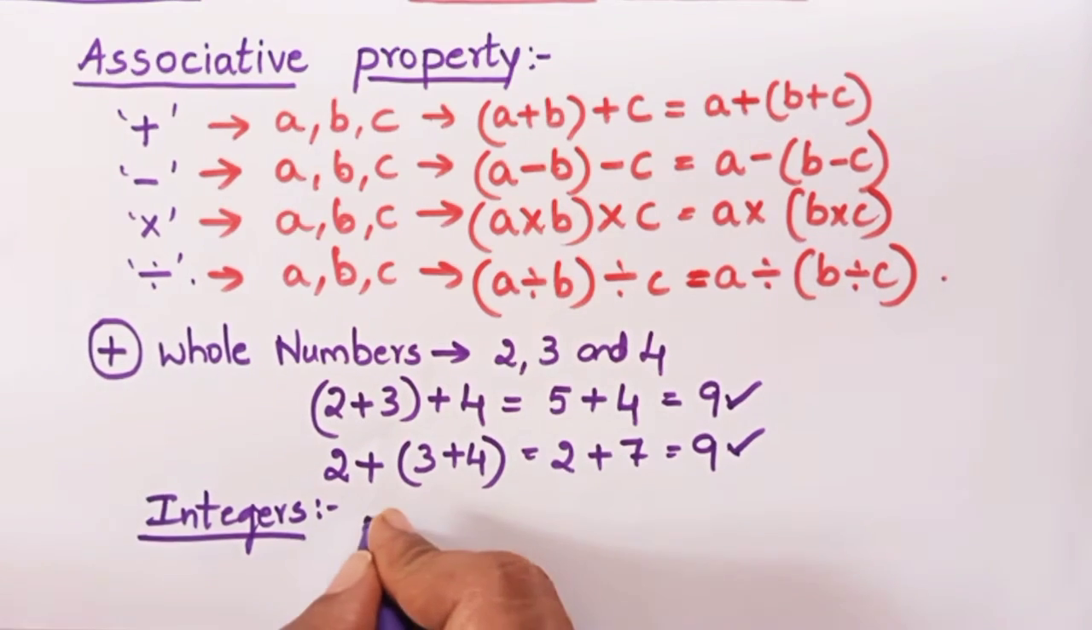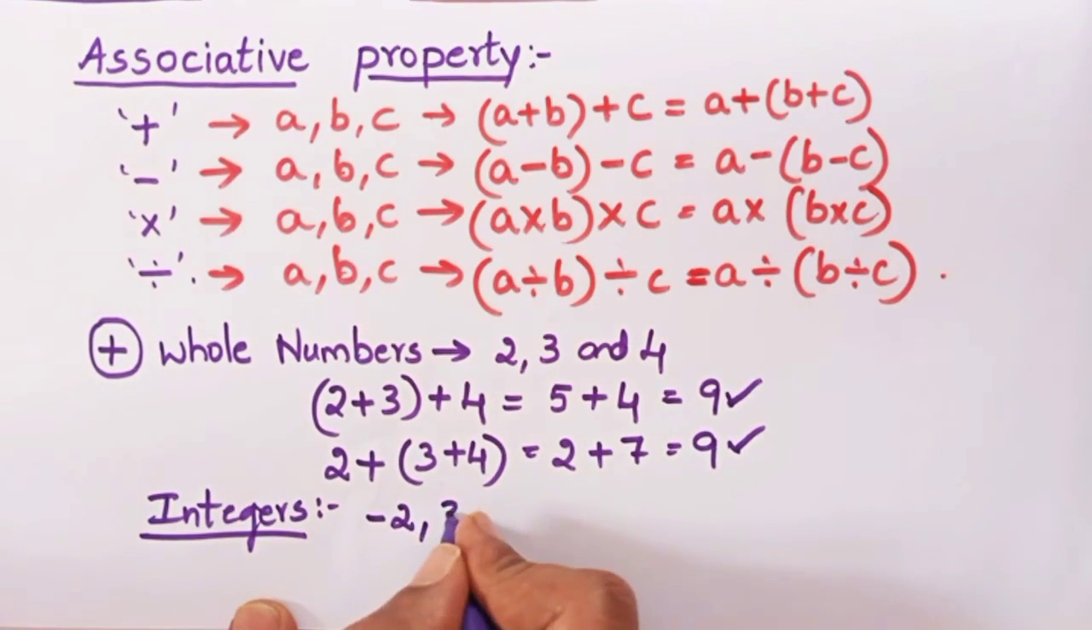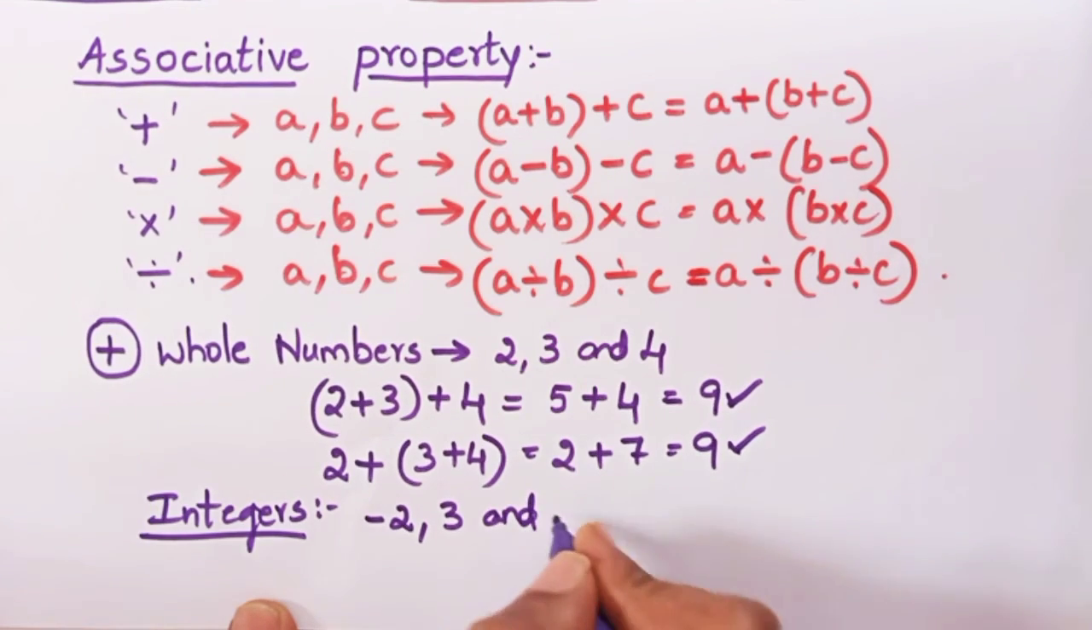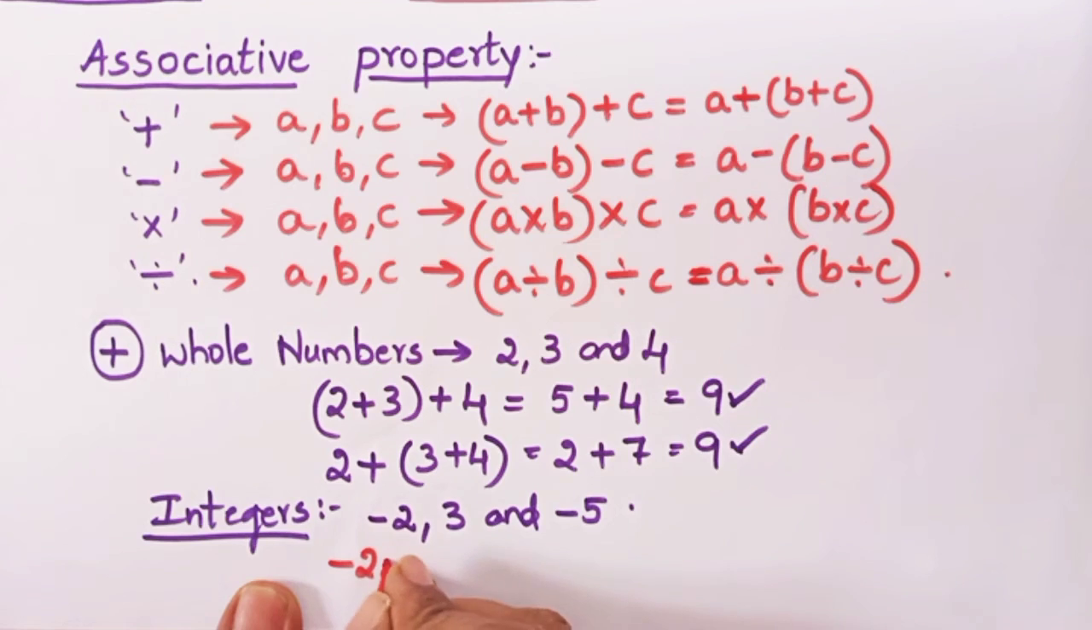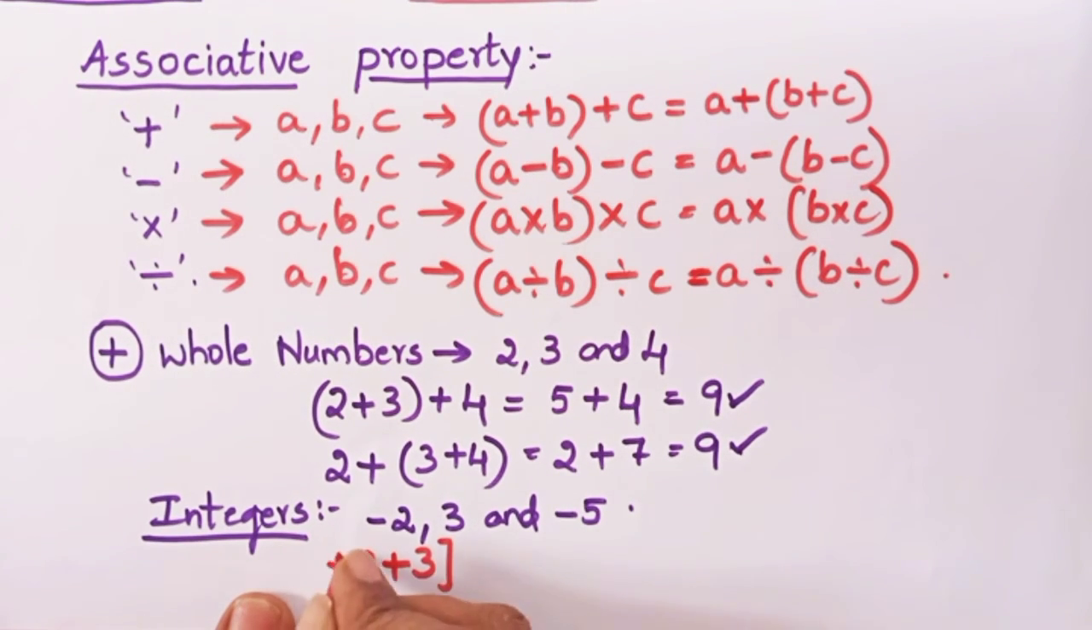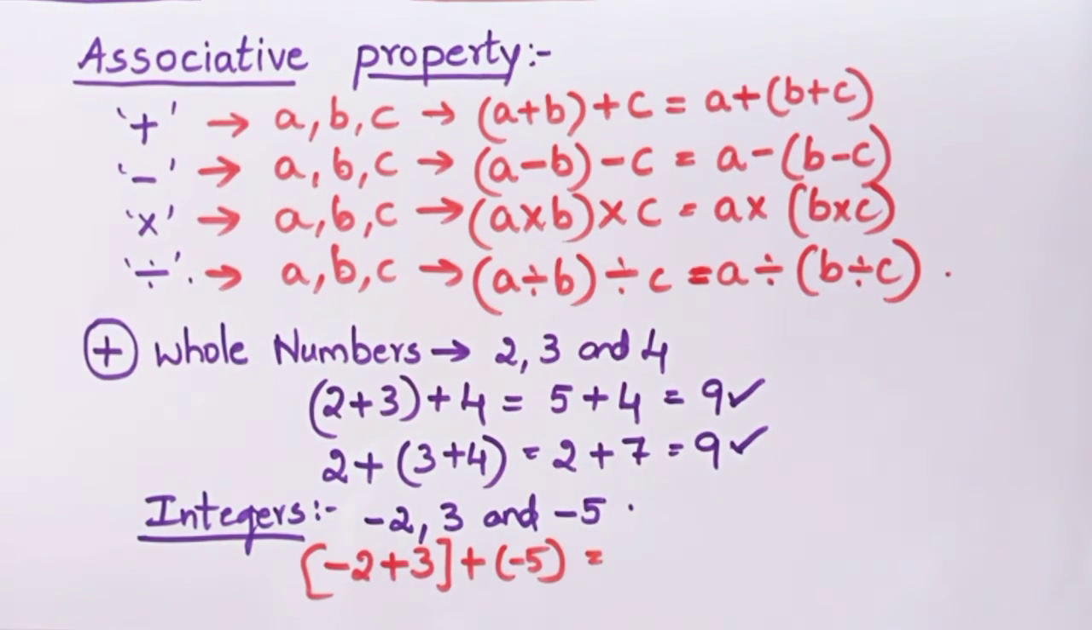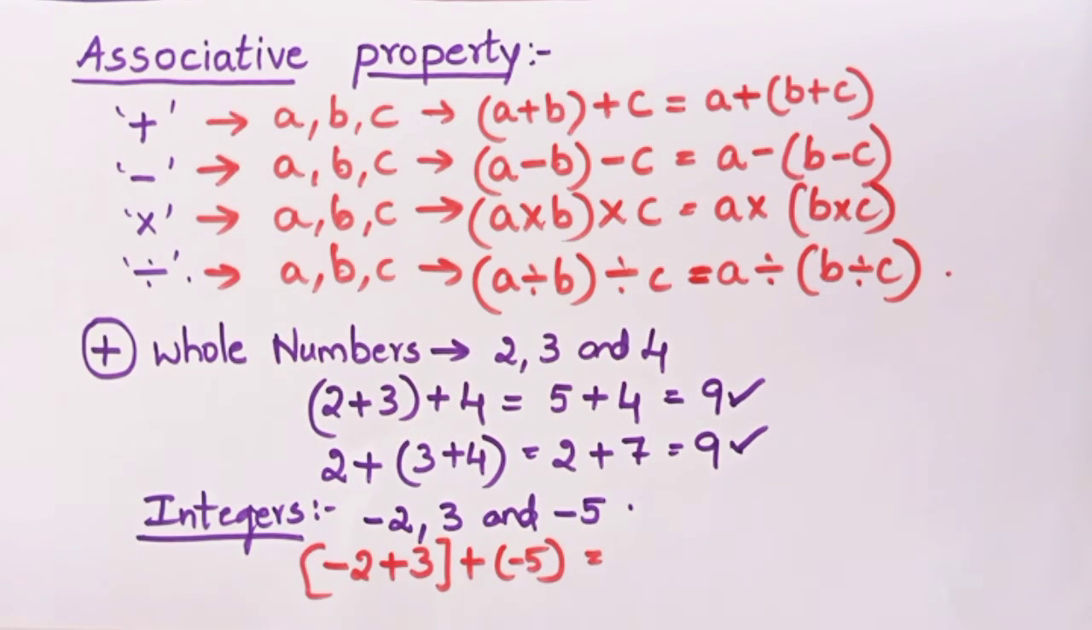Let me take -2, 3 and -5. Am I okay? Two negative integers and one positive integer I have taken. Now let me check this property. How to associate them? Firstly, I need to associate A and B. -2 plus 3, plus -5. This will be my A plus B plus C. Okay, what will I get here?